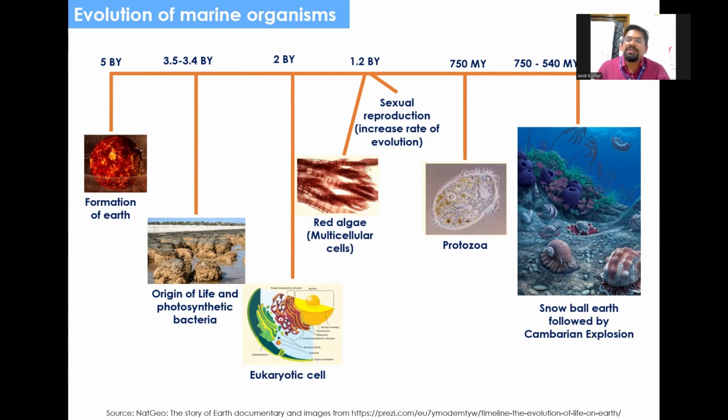Almost at the same time, sexual reproduction started, which increased the rate of evolution, and somewhere around 1000 to 750 million years ago, the first protozoa cells originated.